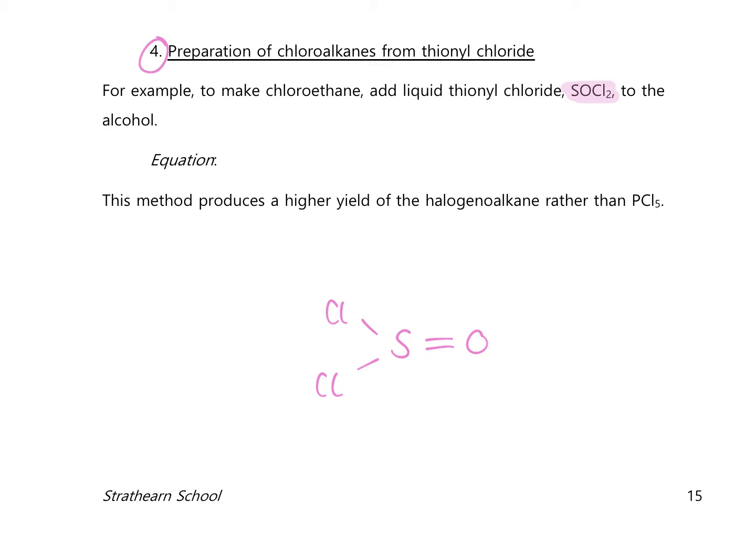So it says here, for example, to make chloroethane. So if we want to make chloroethane, then the corresponding alcohol is ethanol. That has the formula C2H5OH.